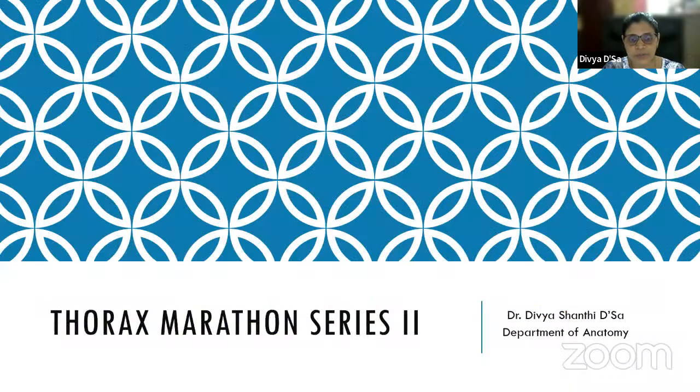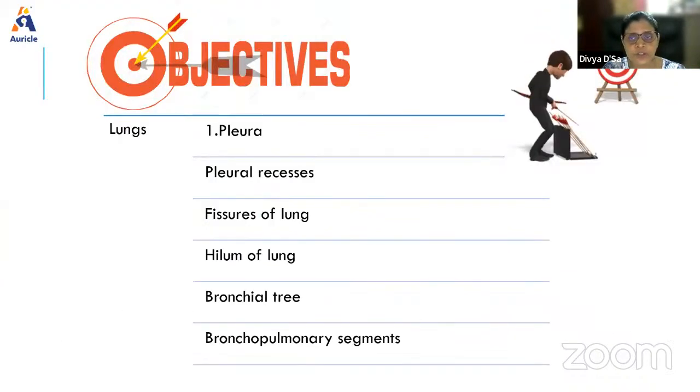With this, we'll begin with today's marathon series of Thorax. Today's objectives: we'll be studying mainly the topic of lung. Dealing with lung, we have pleura, pleural recesses, fissures of lung, hilum of lung, bronchial tree, and bronchopulmonary segments. All of these are very important questions. Most MCQs, short answers, and long essays are asked based on these topics, and even in practicals, discussion is based on these topics.